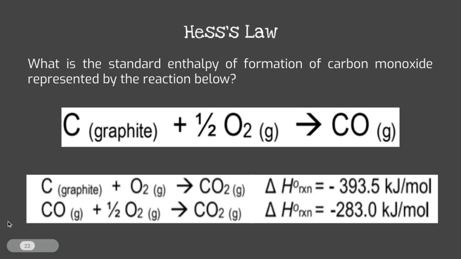Next, carbon monoxide is on the left hand side, oxygen gas is on the left hand side, and the carbon dioxide is on the right hand side. So we need to put carbon monoxide on the other side because it is shown that way in our necessary equation. So we need to reverse it. How? We just need to multiply it by negative 1.